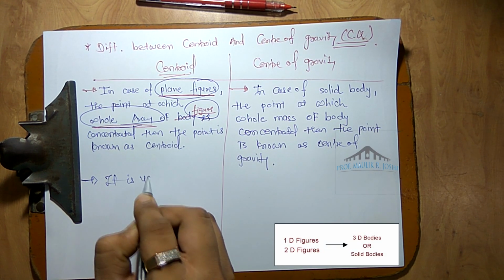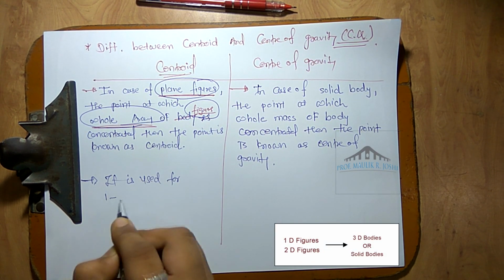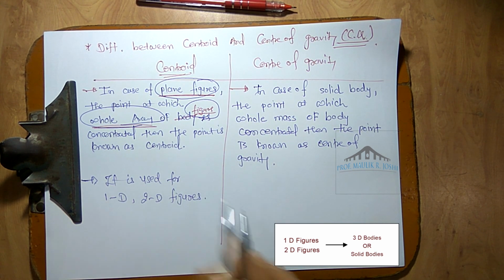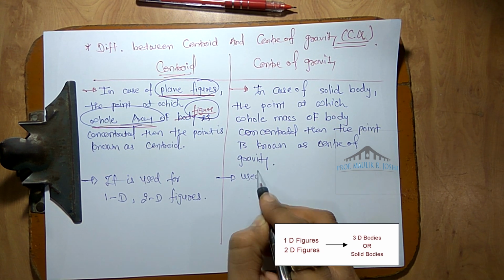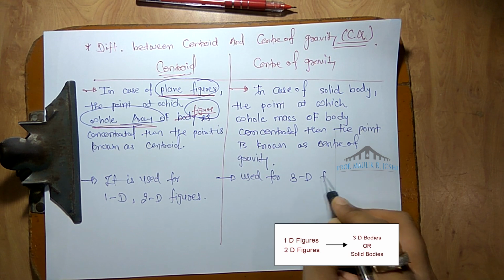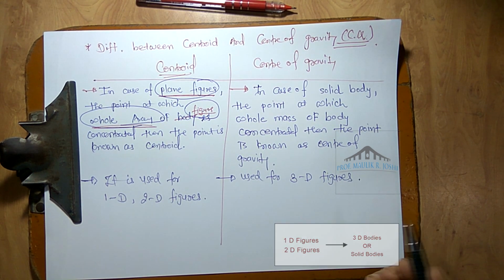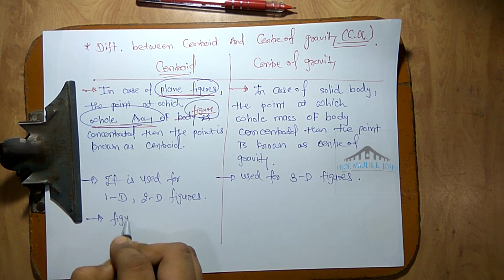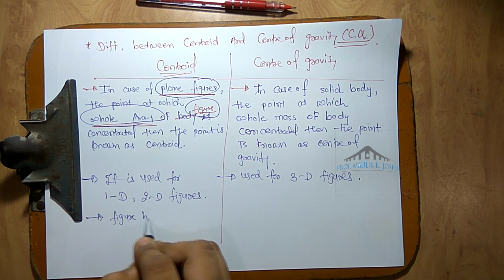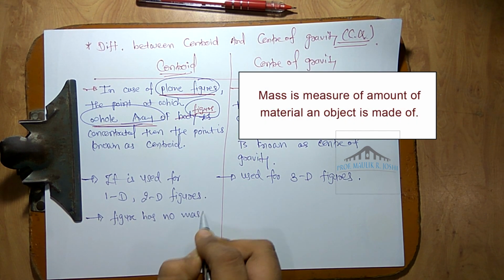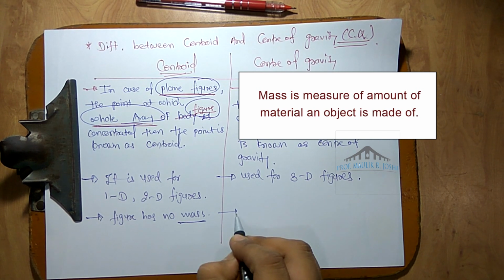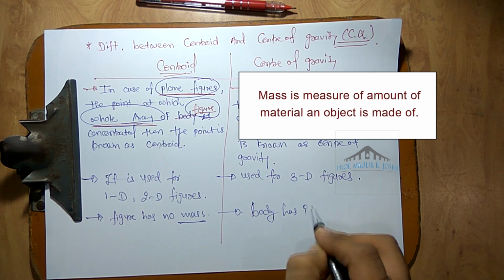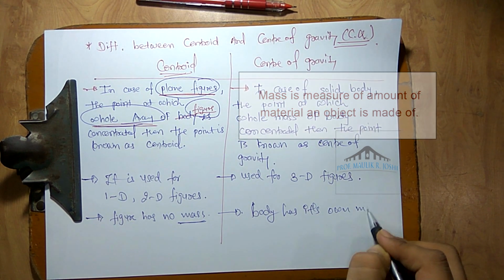Okay, now next, the centroid is used for one dimensional figures or two dimensional figures, and the center of gravity is used for three dimensional figures. Okay, next is the figure which we are using has no mass. In center of gravity, the body has its own mass.